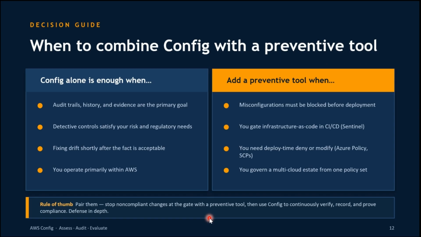So this is more of a tool which is detective in nature, and of course, you can fix it from within the console. There are options to remediate it, and mostly it detects, and it only works on AWS. So if you have an organization where you want to have multiple clouds, or want to use infrastructure as code integrated into a CI/CD pipeline, then Sentinel is a very good tool. And if you want automatic remediation, then you can also integrate it with Lambda function and Systems Manager.